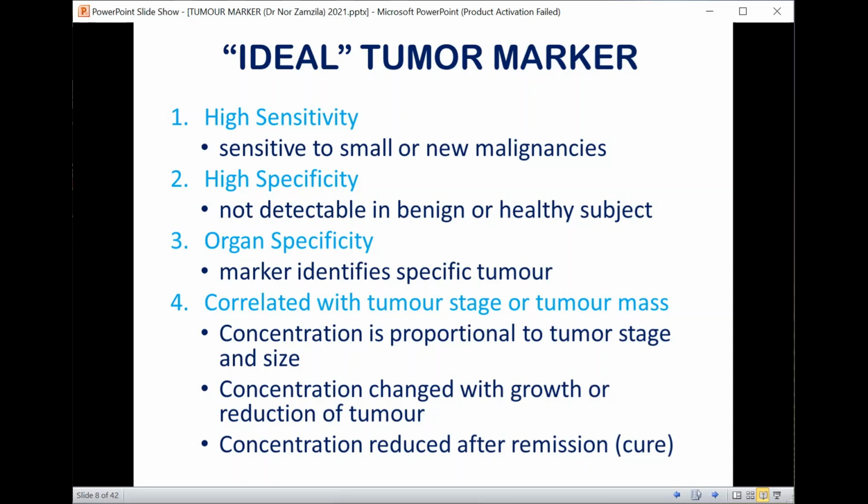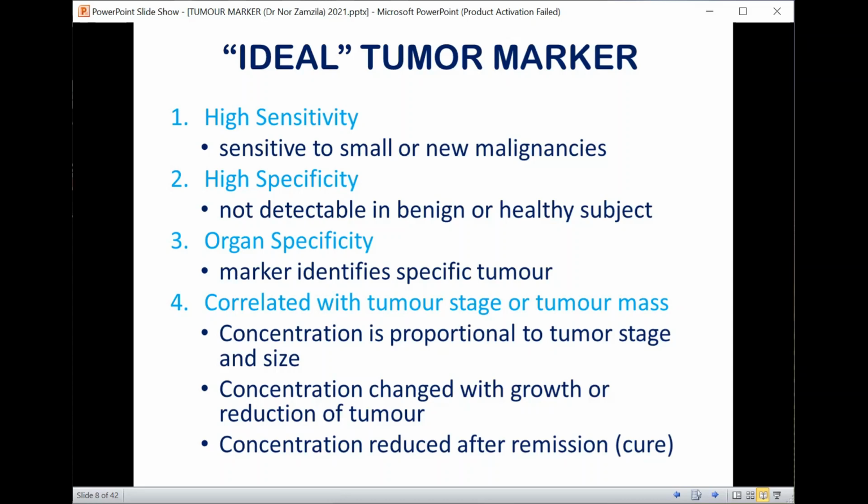Number two, the characteristic of an ideal tumor marker is that it should be highly specific. Highly specific means that this tumor marker is able to differentiate between cancer and non-cancer. So it is very specific to cancer. So this is the second ideal feature of a tumor marker. The third one, we want the tumor marker to be organ specific, meaning that if there is a rise in that tumor marker, we can identify the affected organ. So this is what we want.